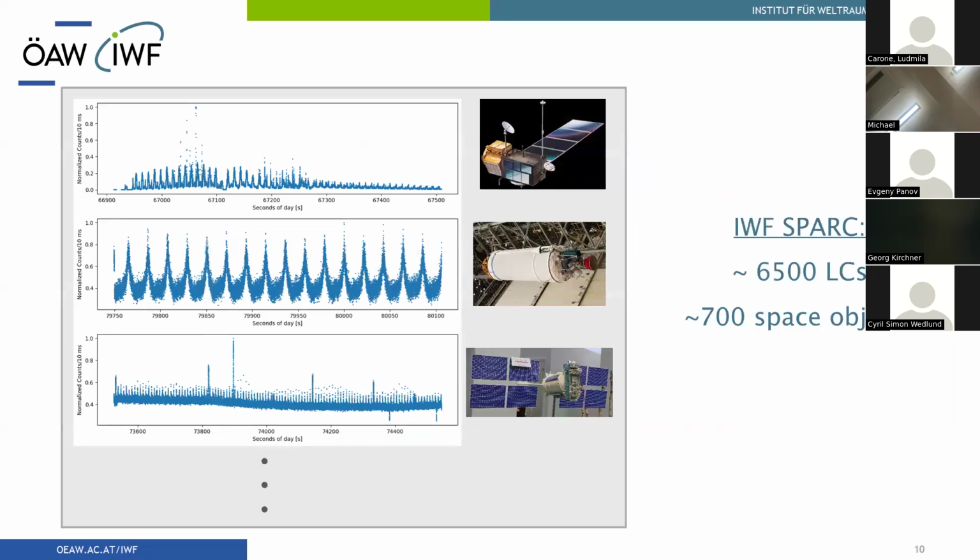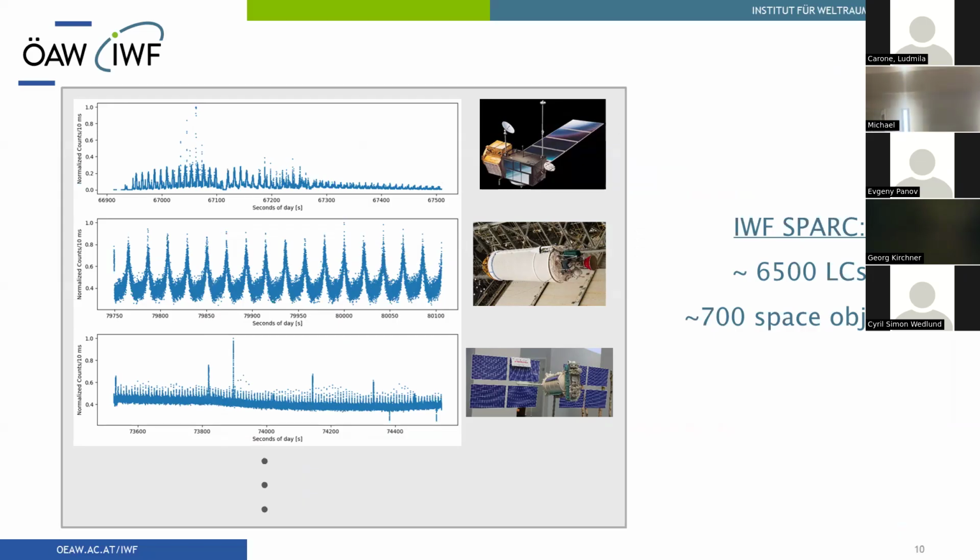And here I gathered some more examples of light curves. And we at Luftbühne Observatory built a light curve catalog we call the IWF Spark. It consists of roughly 6,500 light curves, and it describes 700 individual space objects. Here's another light curve of Topex Poseidon.